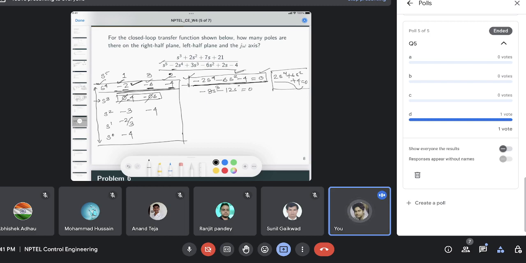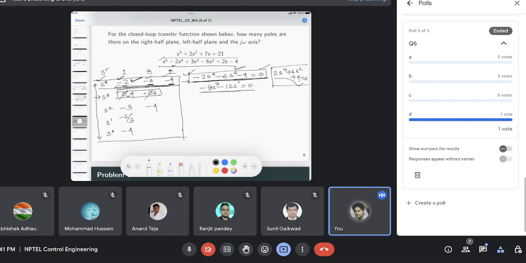Because this auxiliary polynomial is given with negative sign coefficients, don't change the sign. So this will be the auxiliary polynomial. You have -8, 12 or -4, 16. Then you proceed. You have this, so there is no sign change.